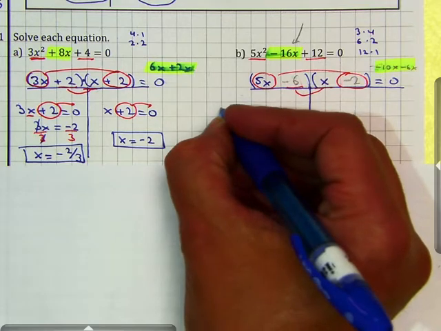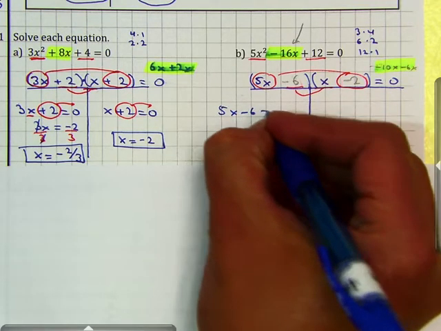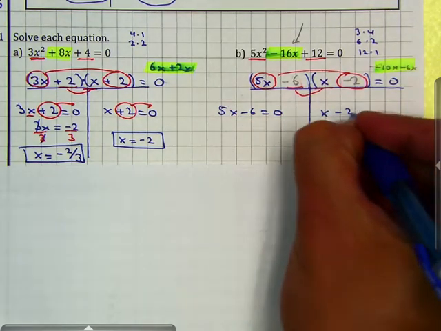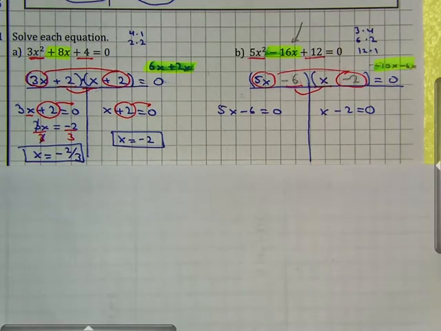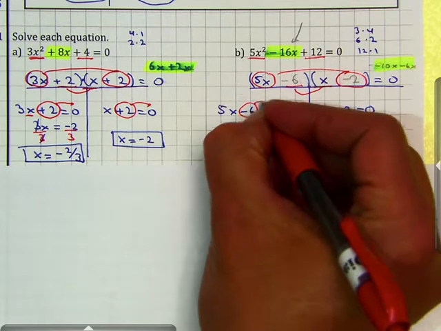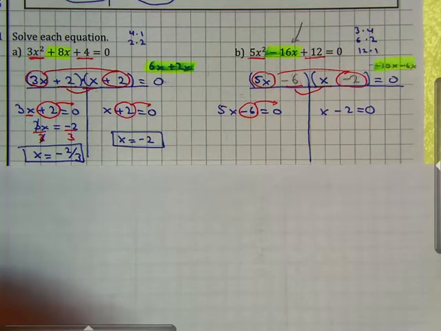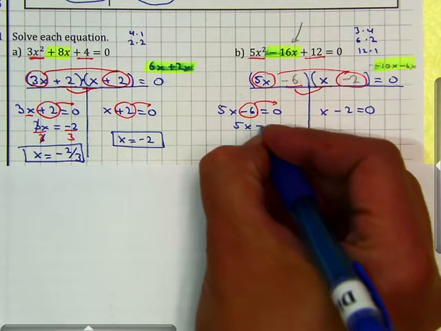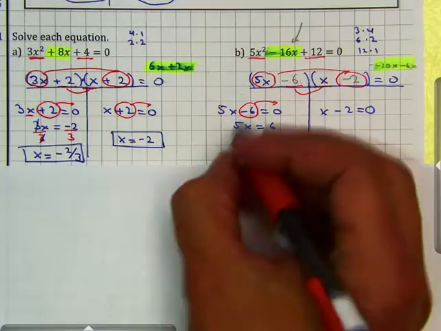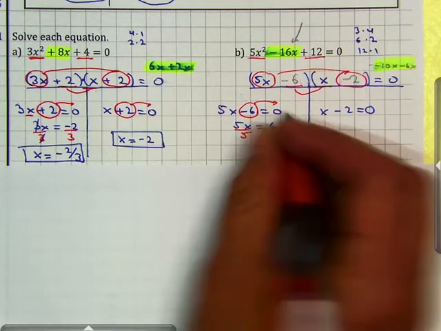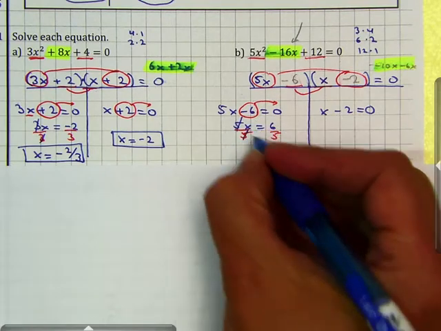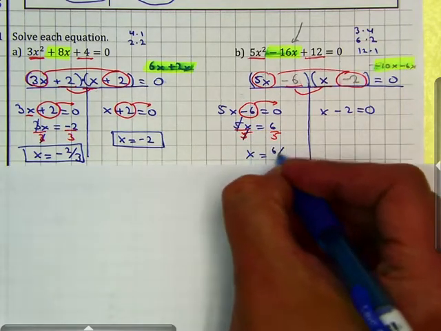So therefore I'm going to place 5x minus 6 equal to 0 and x minus 2 equal to 0. And I can solve each one. Move my 6 to the right. We can say positive 5x equal to 6. Divide by 5, divide by 5. My 5's cancel, so therefore x equal to 6 over 5.